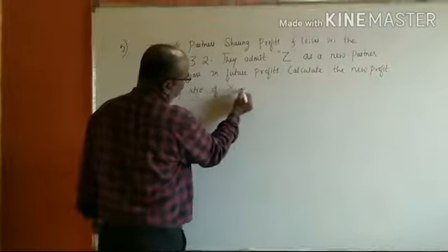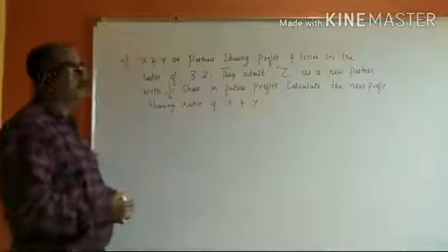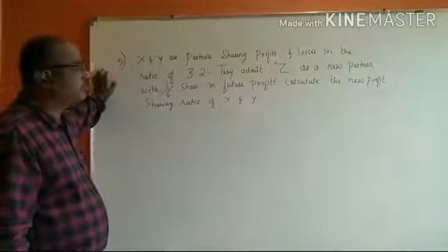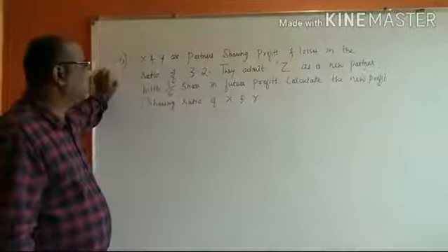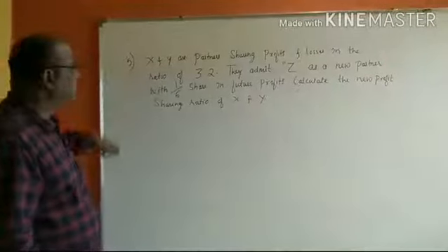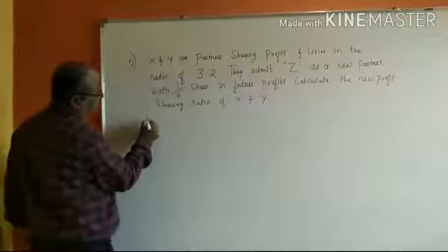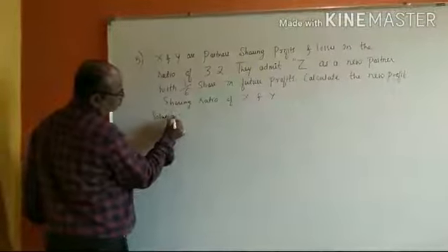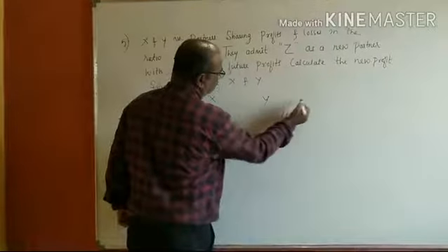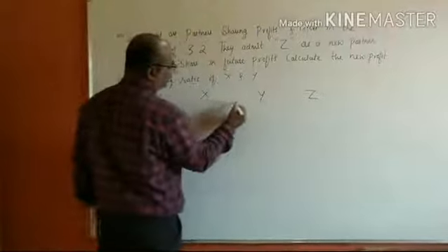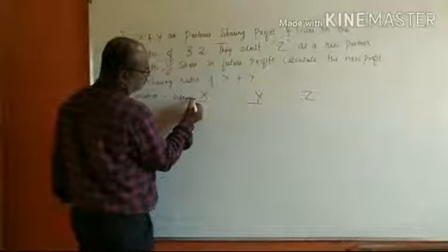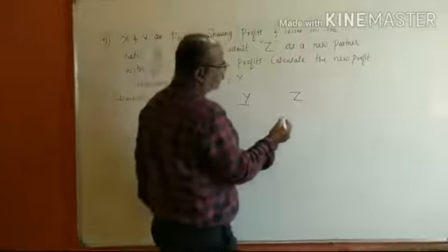Of X and Y. Now here we will see one more problem. X and Y are partners sharing profits and losses in the ratio of 3:2. They admit Z as a new partner with 1/6 share in the future profits. Calculate the new profit sharing ratio of X and Y. So let us solve this problem now. X, Y and Z. X and Y are old partners, and Z is the new partner.